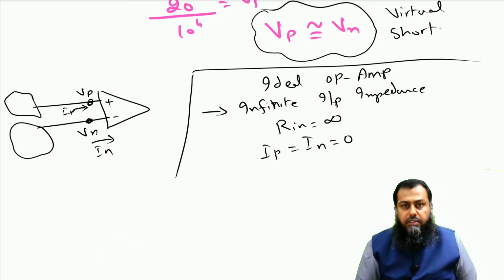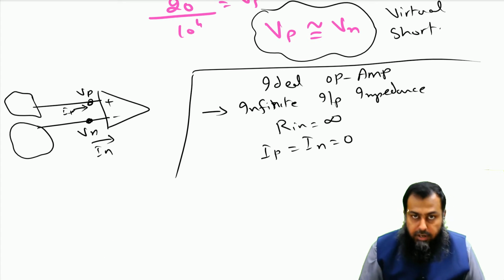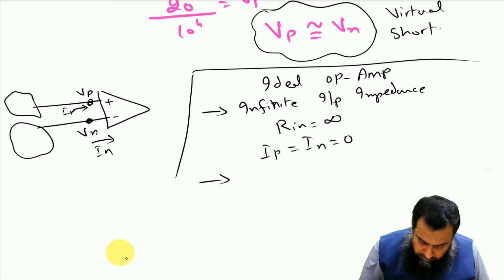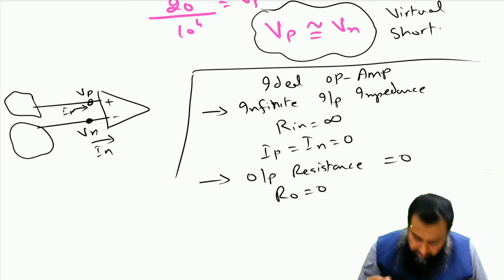So henceforward we can say that there is no current which enters the operational amplifier from the input terminals, which are pin number 2 and pin number 3, or the inverting and the non-inverting inputs. So we have Ip is equal to In, that is equal to 0. Moreover, we have output resistance equal to 0. So we have R out equal to 0.